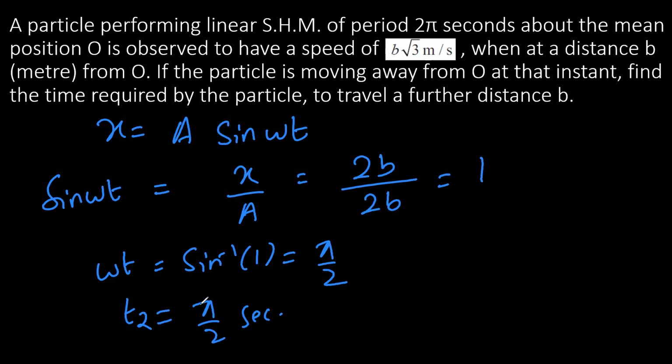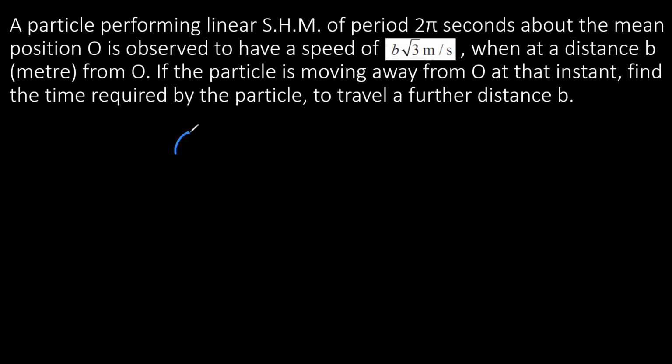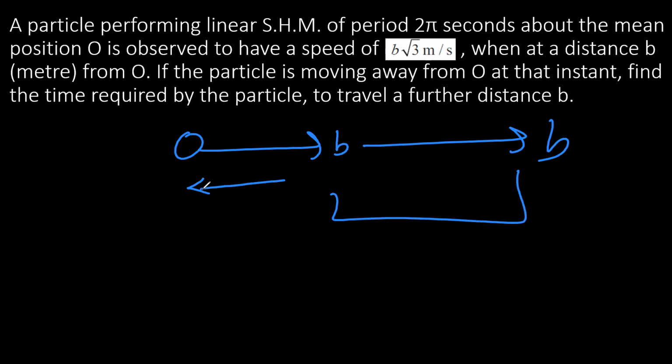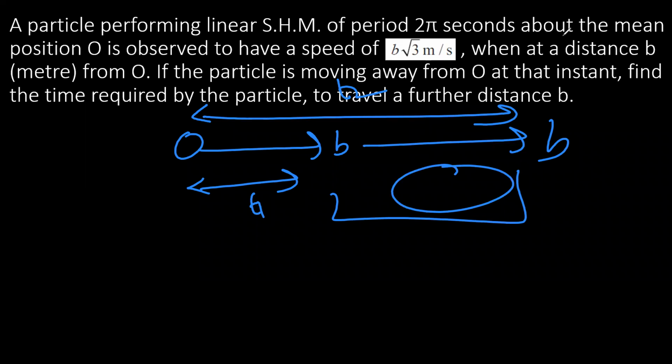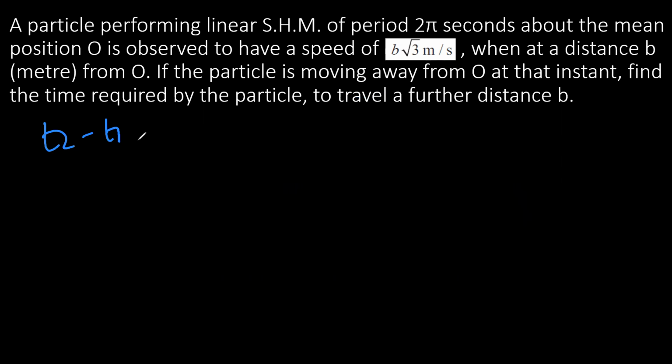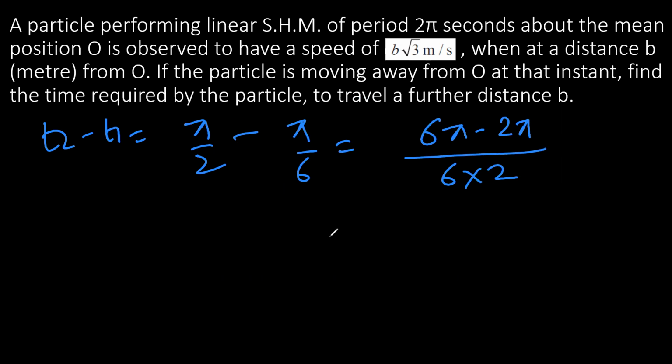So t2 is the total for 0 to b and b to b. So this total time is pi by 2. What we require? 0 to b and b to b. This time is t1. This total time is t2. So मुझे क्या find out करना है? This region, that is t2 minus t1. So time is t2 minus t1, that is pi by 2 minus pi by 6. So if I change it, it's 3 pi minus pi, this will become 4 pi.